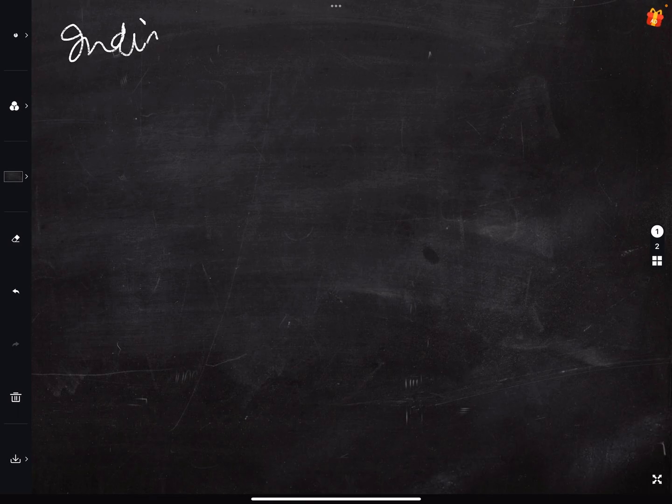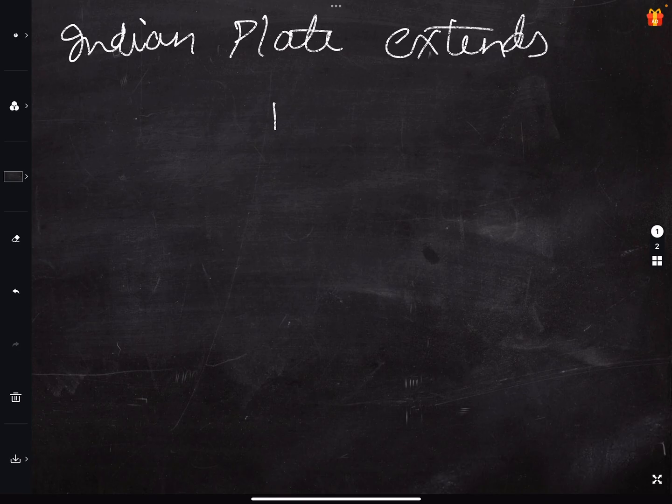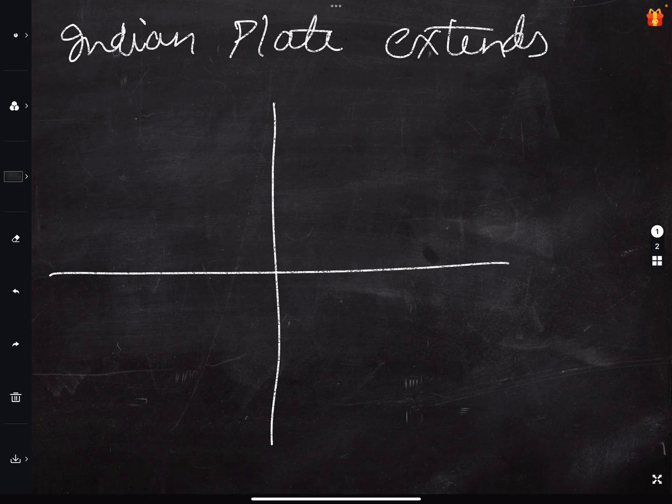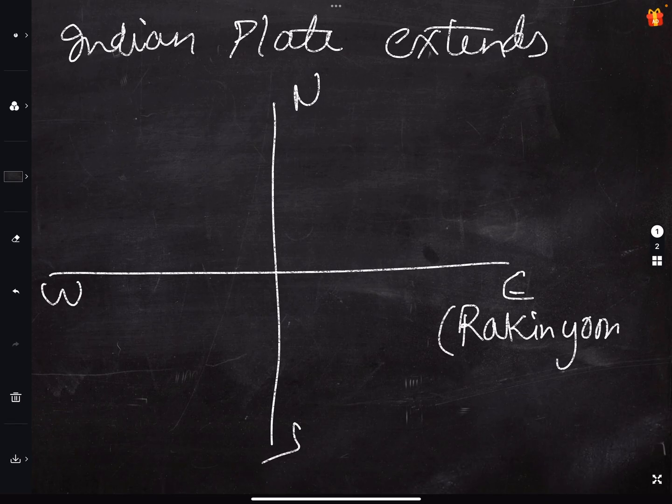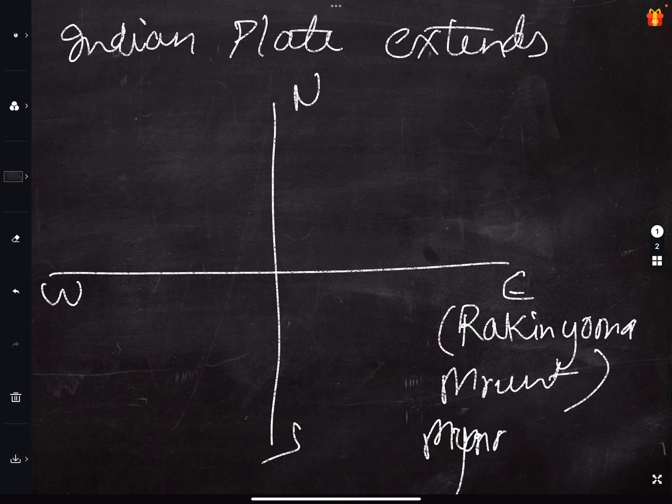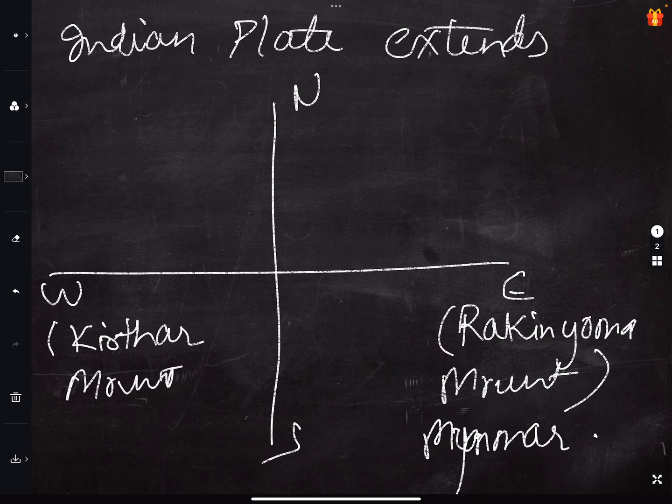But first, we need to understand which region the Indian plate extends to in different directions. In the east, it extends to the Rakhine Mountains, which are present in present-day Myanmar. In the west, it extends till the Kirthar Mountains, which are in present-day Pakistan.